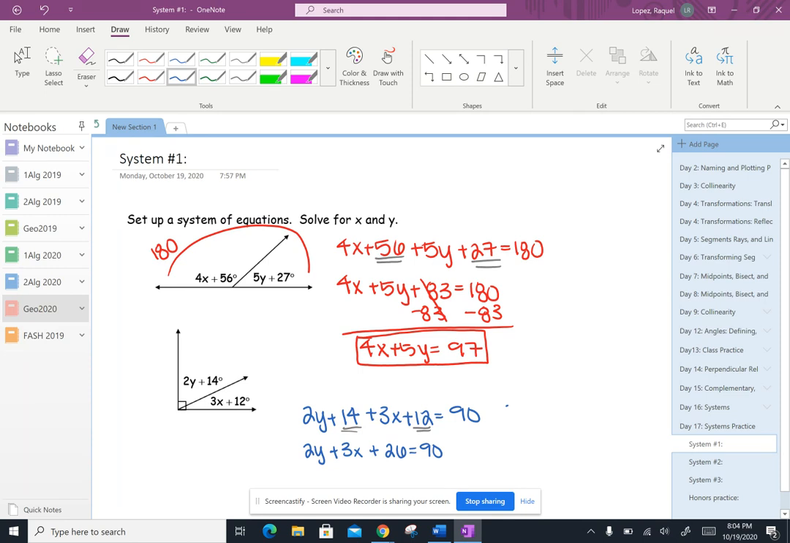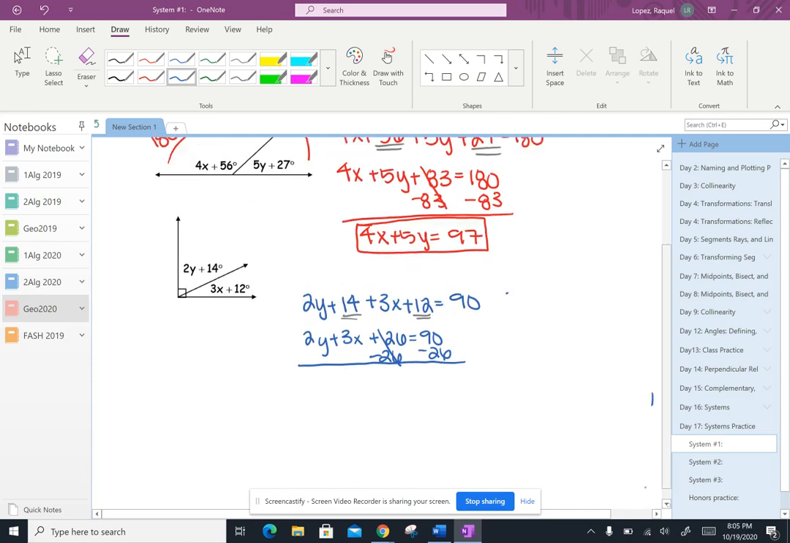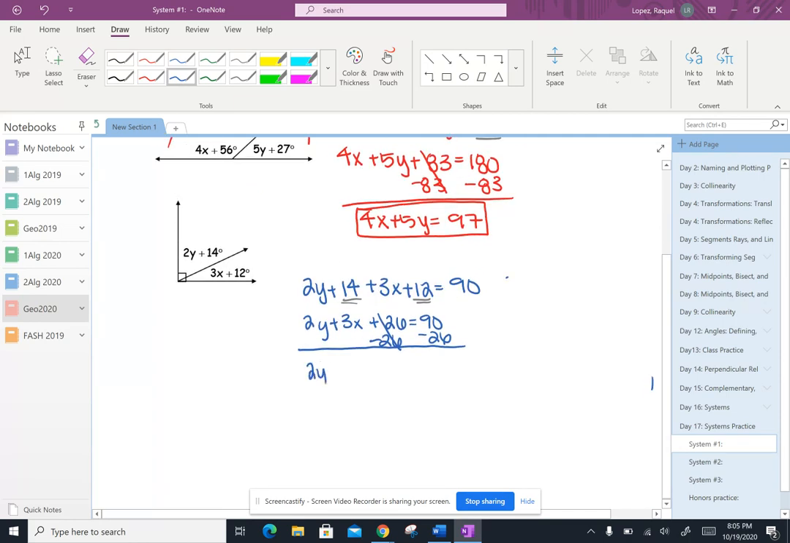And I'm going to move that 26 to the other side. So I get 2y plus 3x. Whoops. I want to show my work. Subtract 26, subtract 26. And so my final equation for that second diagram is 2y plus 3x equals 64. Okay, but I'm just going to switch the places of the x's and the y's. So I'm going to keep this as 3x plus 2y equals 64. Okay, so I've got equation 1 and equation 2.